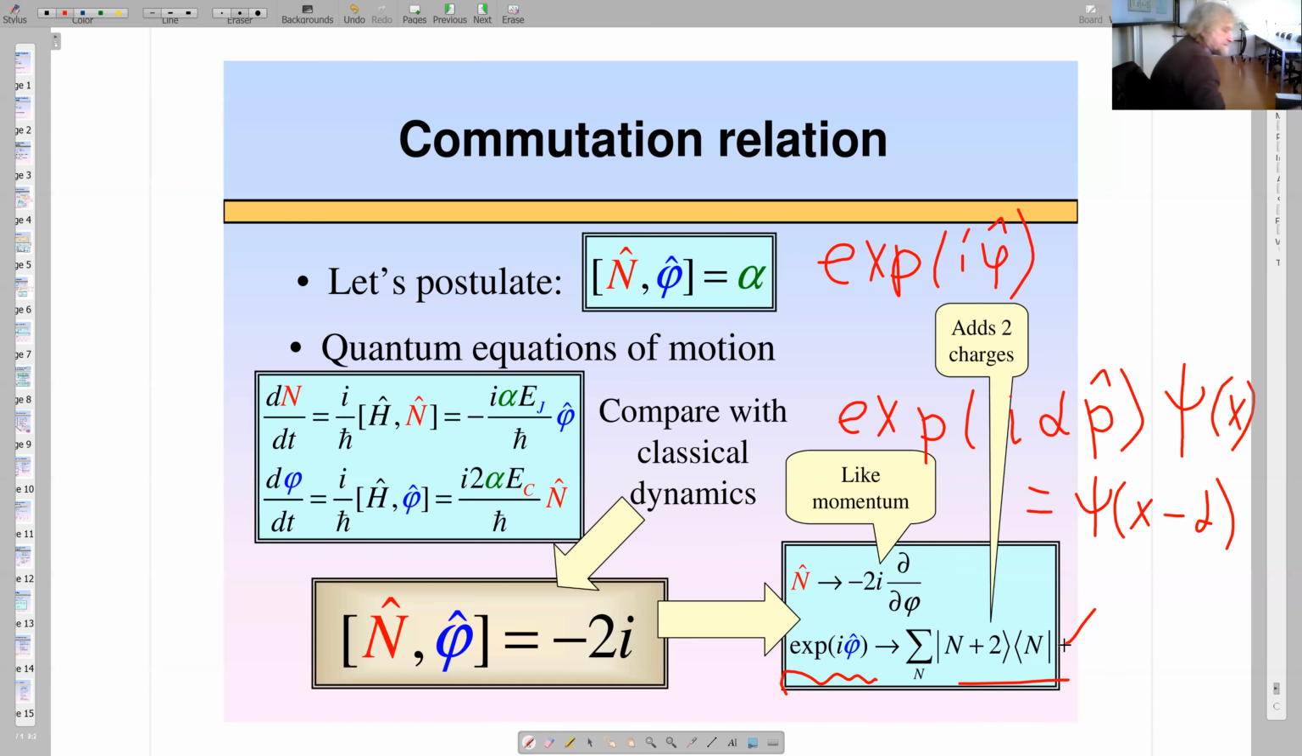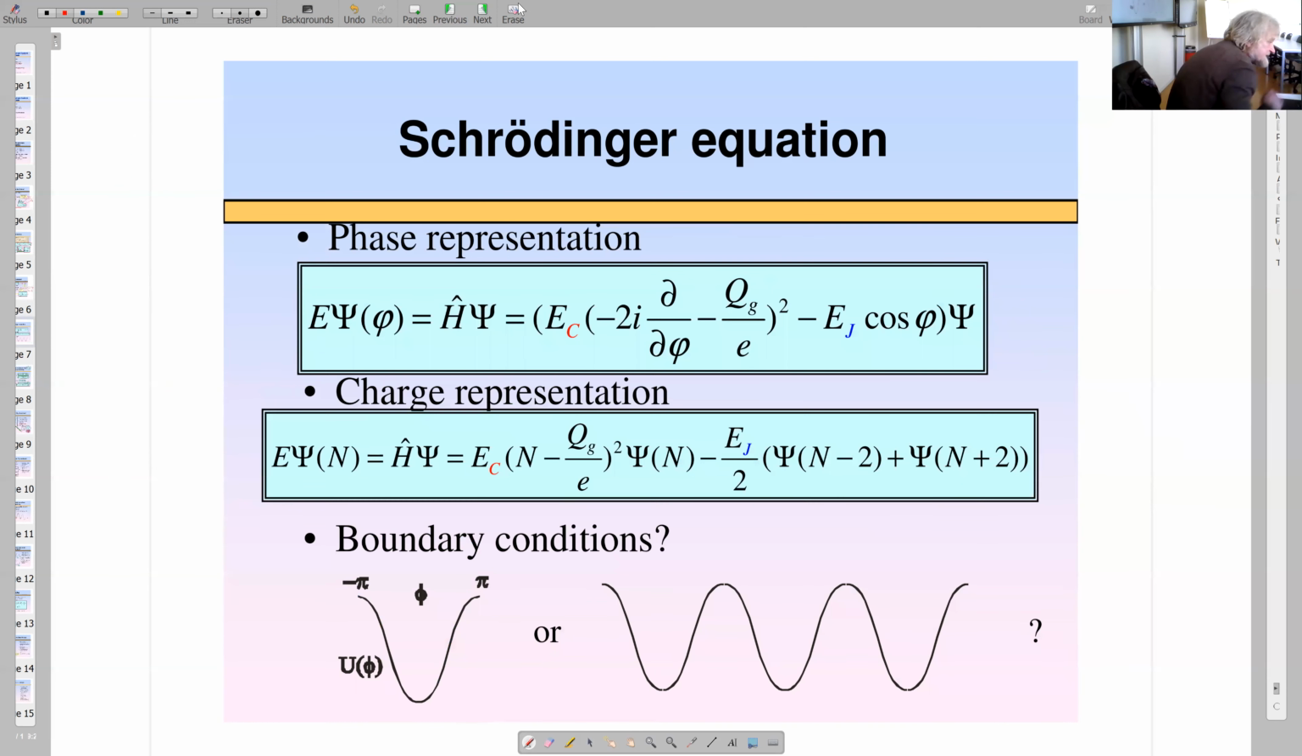What would be the next step? The next step is to do something practical and write the Schrödinger equation, which will describe quantum states in this system. How can we build up this Schrödinger equation? Right, it's the Hamiltonian. The Hamiltonian can be written in different representations. Here I choose two opposite representations. In the phase representation, the Josephson energy comes as a potential. The potential is a coordinate dependent function and phi is a sort of coordinate now.